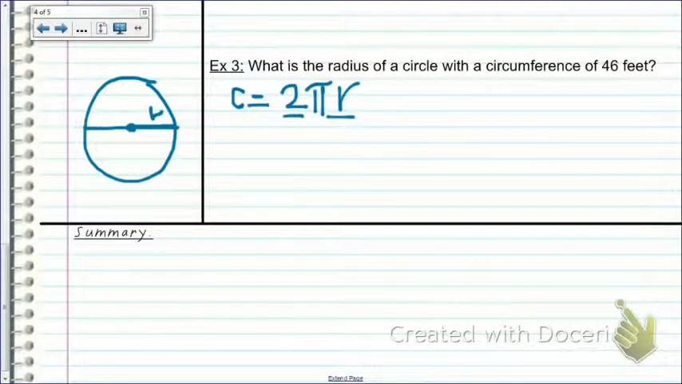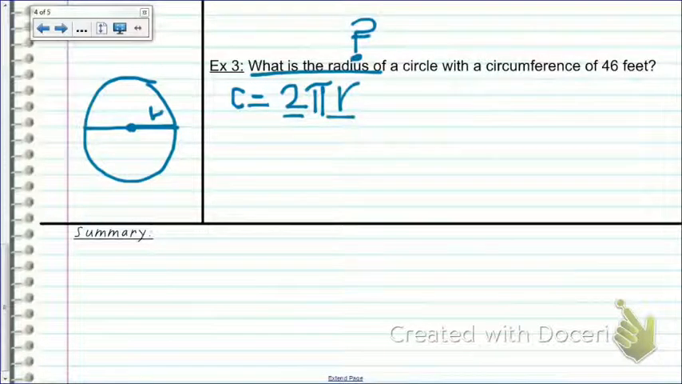I promise you that on a test or a quiz, I will give you the formulas. You are not expected to have all of these memorized for this unit. Okay, so the question is, and I want you guys to underline this, what is the radius? Remember how we annotate, put your question mark there? What is the radius? So we're going to try and isolate r.